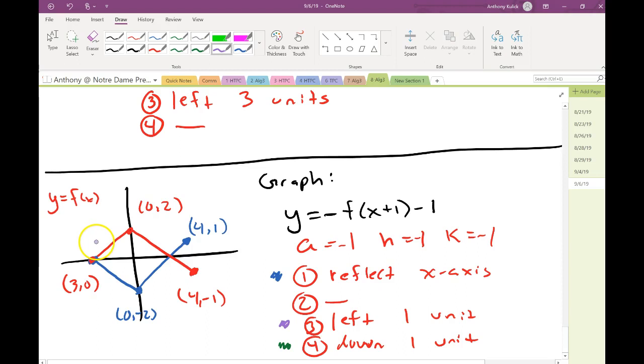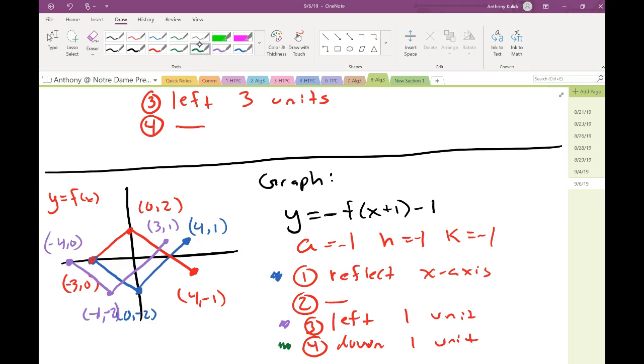So, oops, that's negative 3, obviously, over there. I messed that up. So this becomes negative 4, 0. This would become negative 1, negative 2. And this one would become 3, 1. Everybody okay with that?